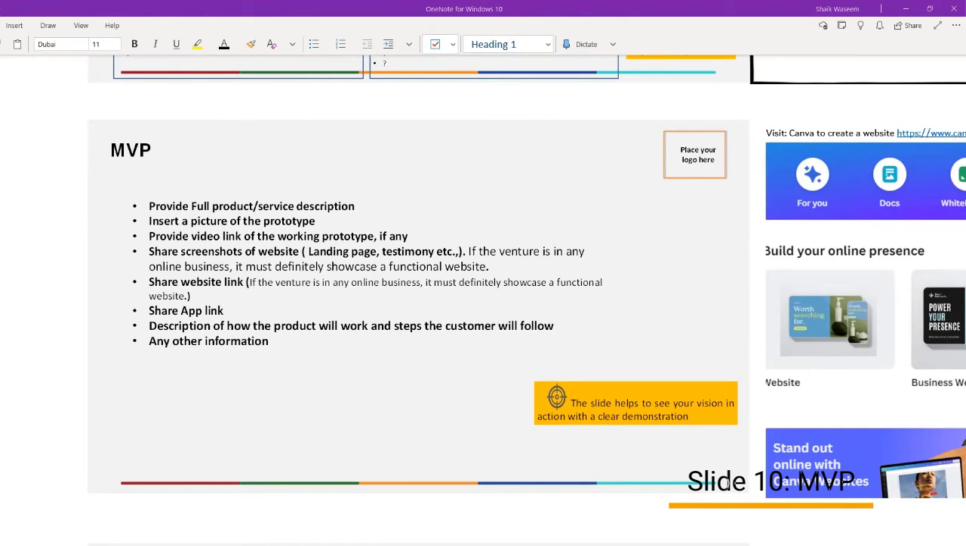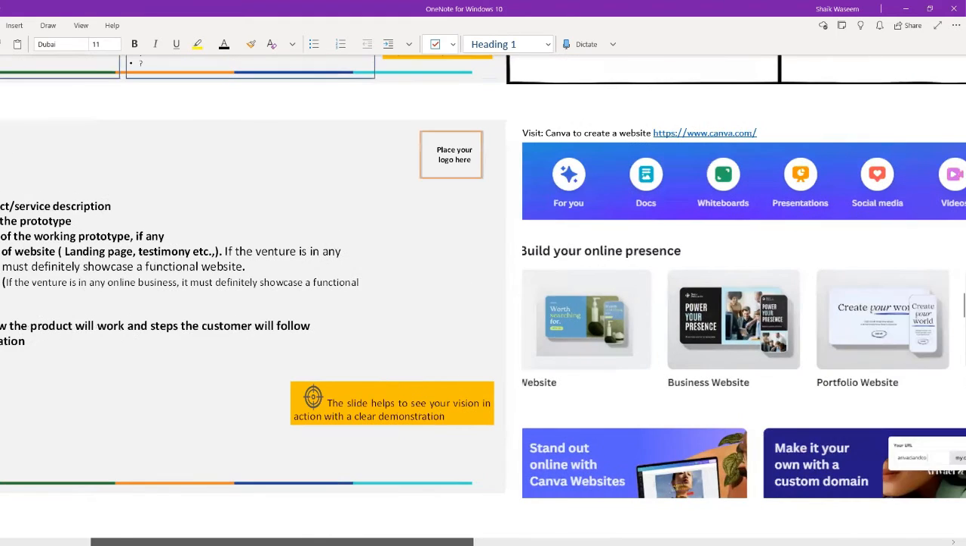To provide full product or service descriptions here, describe how your solution will work and steps the customers will follow to get the job done. MVP can be a website. If you're planning to build a website, you can visit Canva to prepare one.